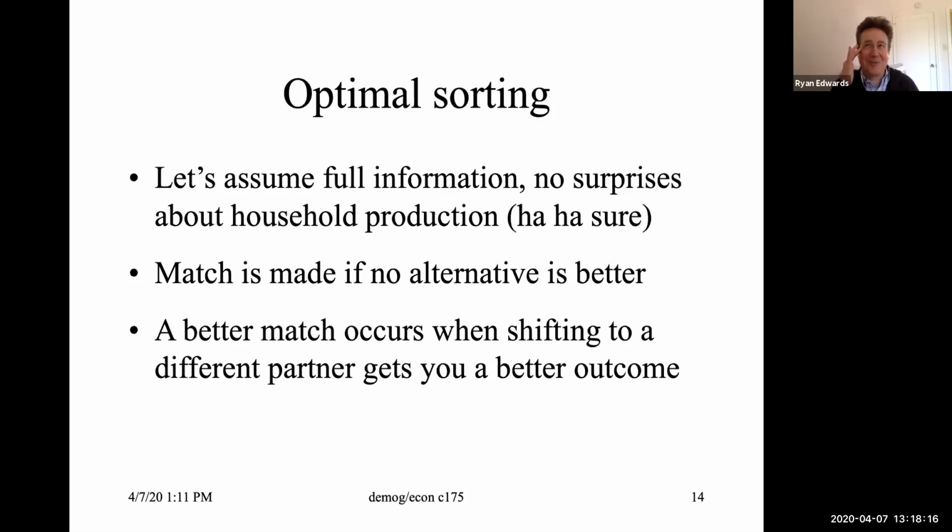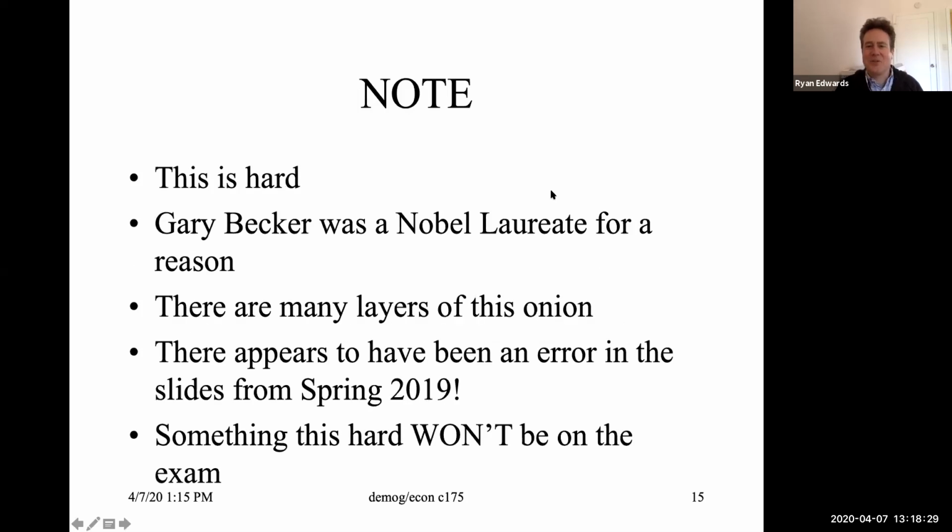Well, okay, what happened in the romantic market, and how did people shift their choices? It does happen, right? Okay. So a better match occurs if shifting to a different partner gets you a better outcome. Okay, so this is hard. Gary Becker was a Nobel laureate for a reason, and there are many, many layers of this onion. When I was putting together the slides here, I seem to have found an error in the slides from last spring. And something this hard won't be on the exam, I promise.